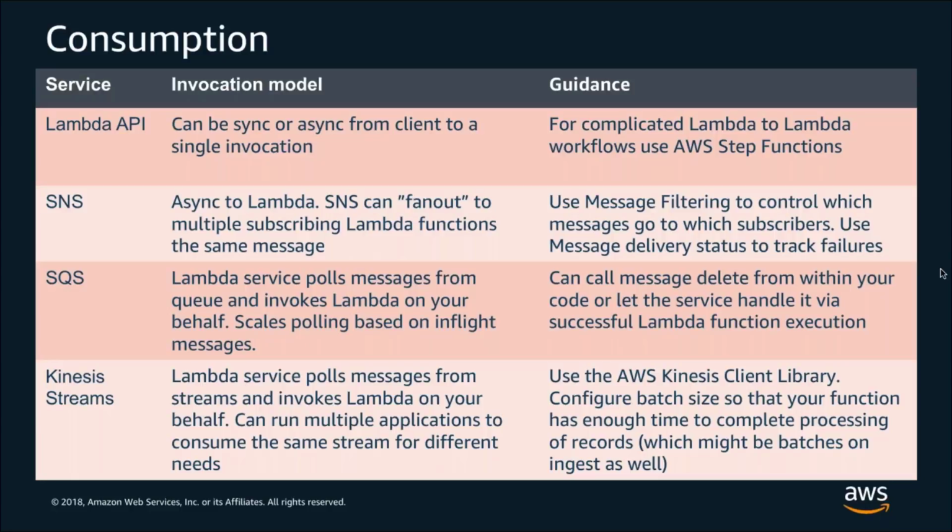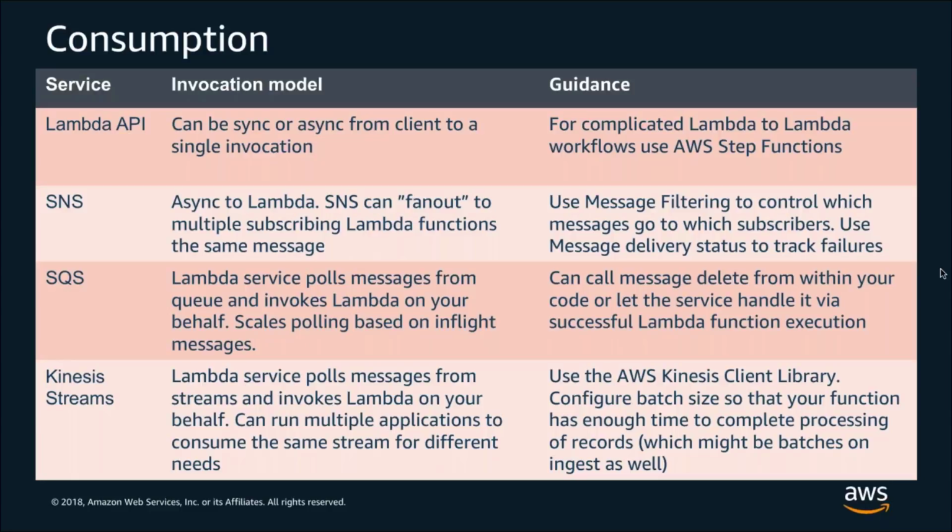For SNS, SNS is an asynchronous Lambda invocation model. Again, SNS supports the ability for you to fan out to multiple subscribing Lambda functions with the same message. So you could basically treat SNS effectively as a message bus that delivers messages out to various different services effectively in parallel.